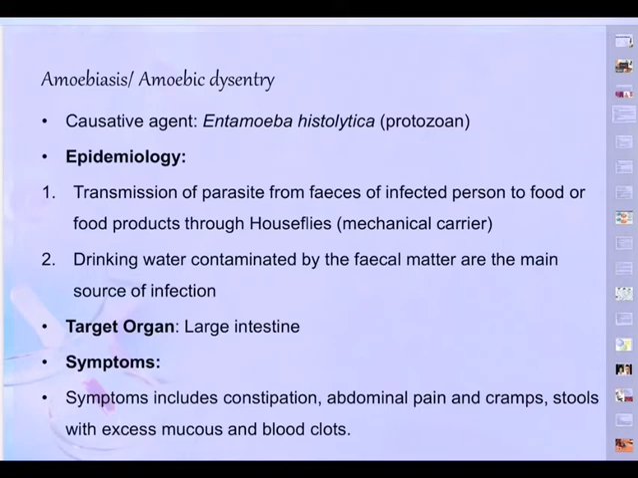The causative agent is what we normally call amoeba, but the biological name is Entamoeba histolytica. Take care of the spelling, write it 2-3 times. Entamoeba histolytica belongs to phylum Protozoa, so it's a protozoan.